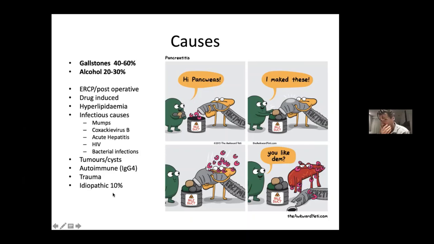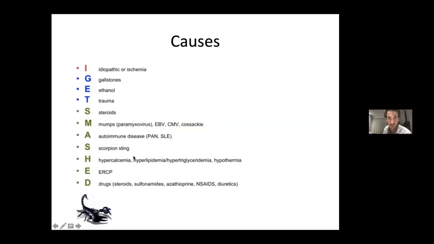However, a recent study has shown that if you do an endoscopic ultrasound in patients with unknown causes of pancreatitis, I think in 20 to 30% of these they find microlithiasis or small stones within either the gallbladder or the bile duct causing the pancreatitis.